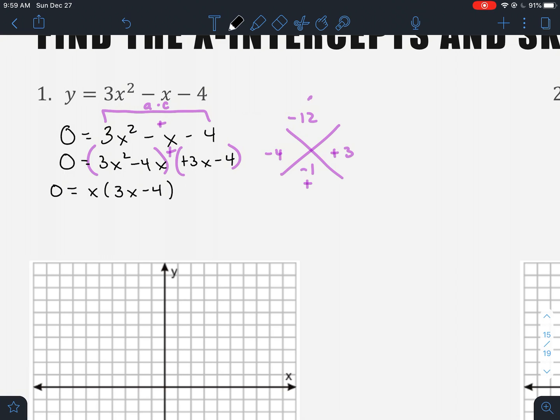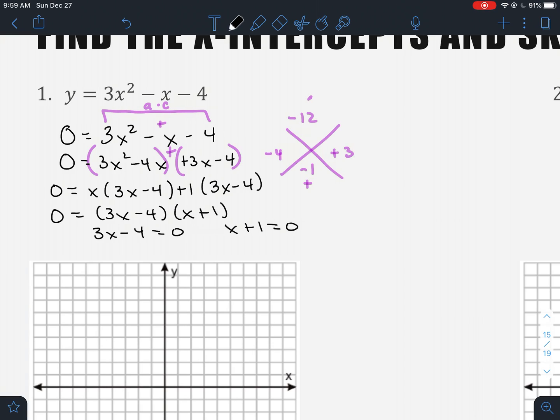Group the first 2, group the second 2, plus sign in the middle. I can factor out an x from the first 2, and I'd have 3x minus 4. The second 2, their only common factor is 1, so I can factor out a 1, and then I'd have 3x minus 4. So factor out the 3x minus 4, and then we have the x plus 1.